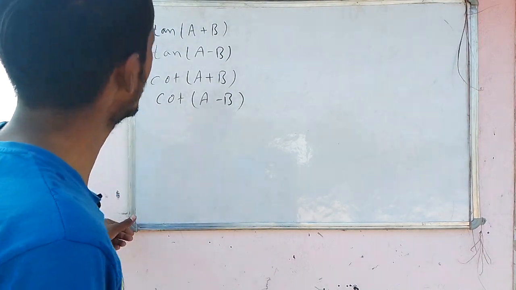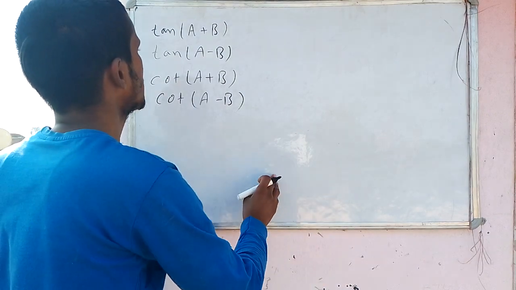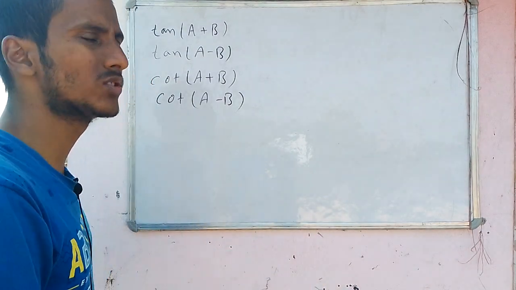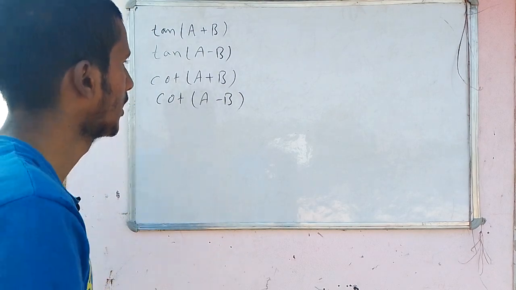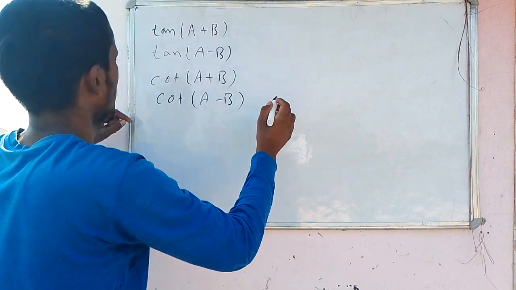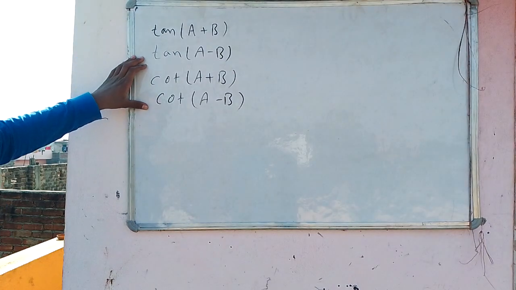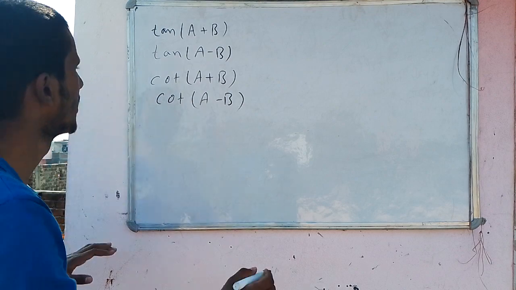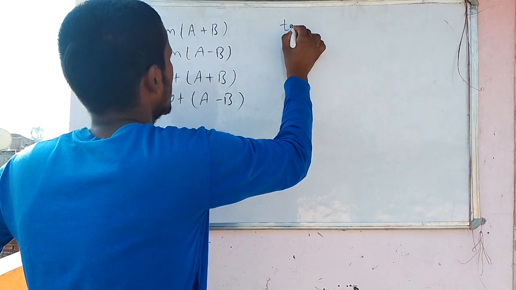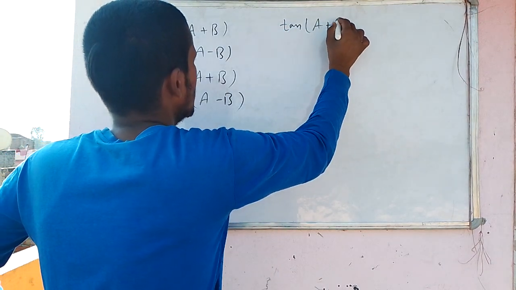In a previous video we studied the sum and difference formulas for sine and cosine. In this video we're going to study them for tangent. So let's derive the tangent and cotangent formulas, studying this for these trigonometric ratios. Let's derive what tan of a plus b is first.